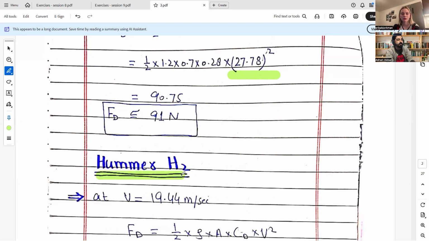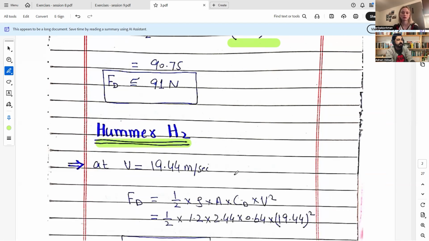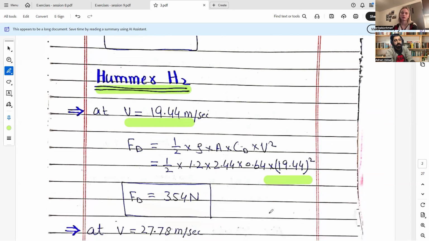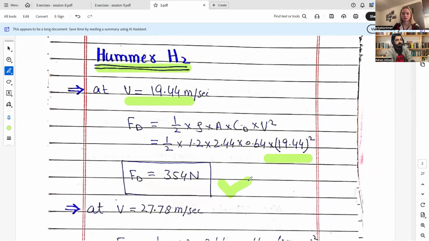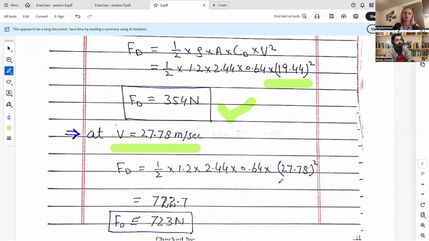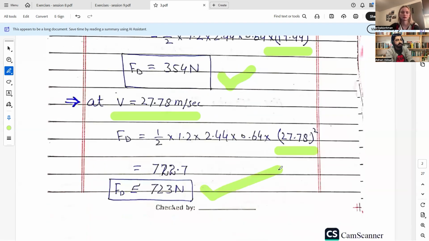Now we are here to find the same values of the drag force for the second vehicle. So V1 is equal to 19.44. Same procedure, just put the value of V and find out its result for the drag force. Similarly, putting the value of the second velocity gives the result for the drag force for the second velocity.